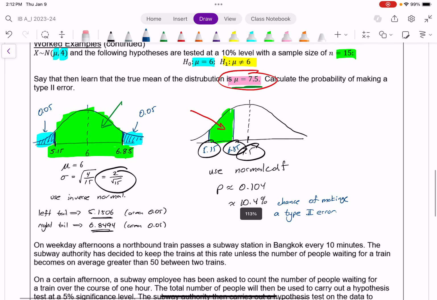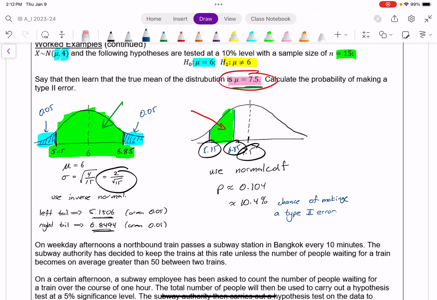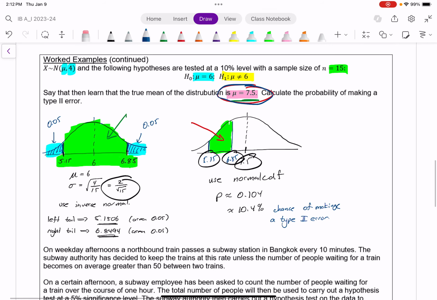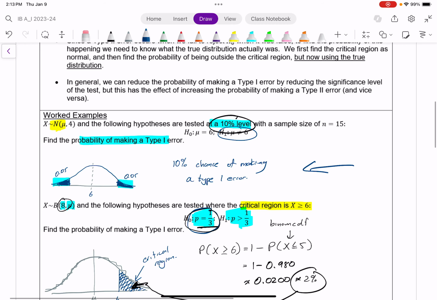Which, keep in mind, means that if the mean really is 7.5, there's a 10% chance that we will keep our null hypothesis, just based on what we get from our sample. We will not reject our null hypothesis, even though we really should have, because if the mean is 7.5, we should be rejecting it. There's a 10% chance of making that error, which again is a type 2 error. So before we go on to the last question, just keep in mind this type 2 error question was significantly more work than the type 1 error question for the exact same setup.